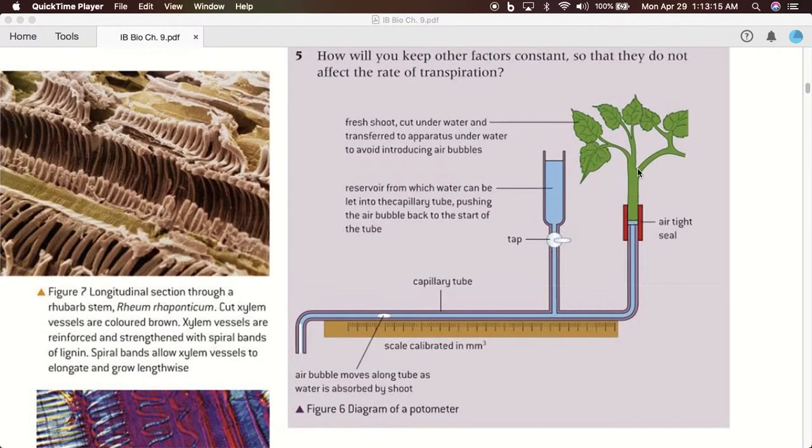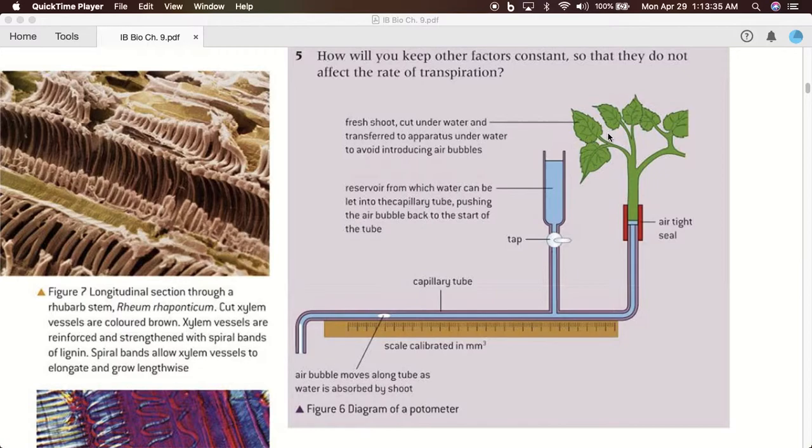So you have a piece of a plant, it's got a stem, and it's got this airtight seal, and you fill this tube with water, and the tube has graduations on it, and it's got a little bubble in there, so then you can tell as the bubble's moving that water is being used or pulled up by the plant, and the plant is transpiring.